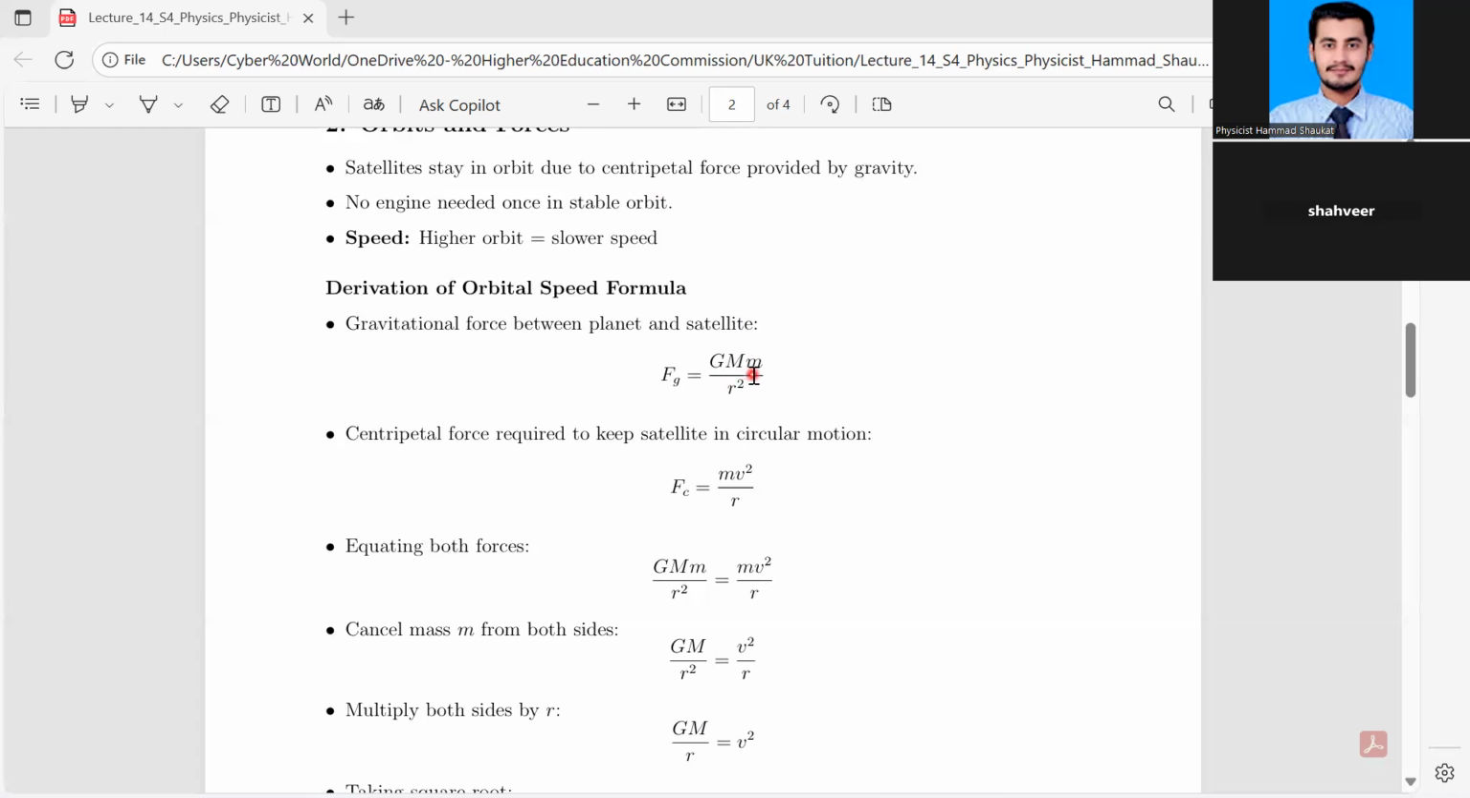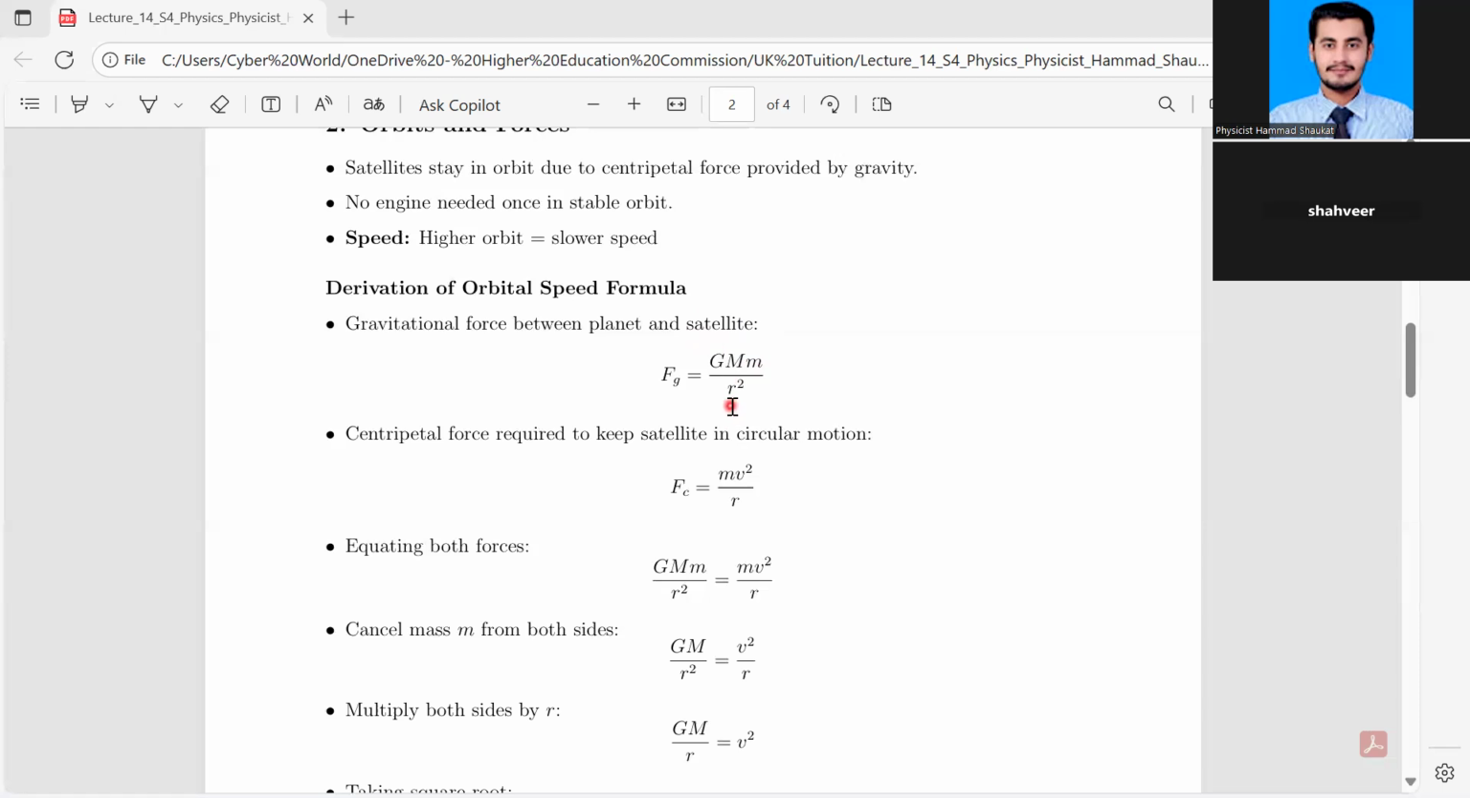I can't remember. The small m is basically the mass of the satellite, okay? Capital M is the mass of the planet, and small m is the mass of the satellite. Is that okay? Yeah. Okay.